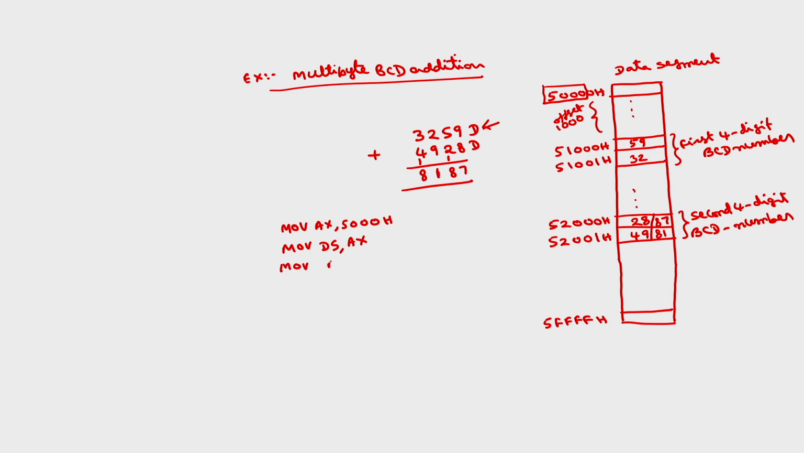Move BX, 1000H, move SI, 2000H, move CX, so that I can use the loop instruction. How many byte additions do you have to perform? It is a 2-byte addition. So you can take 0002H. Then first you have to add.